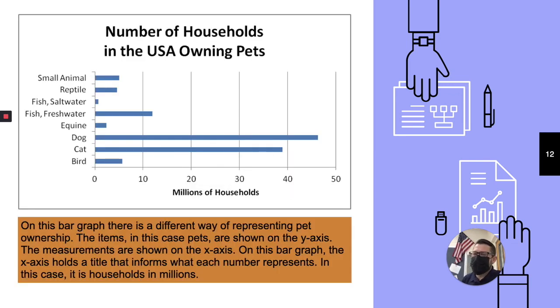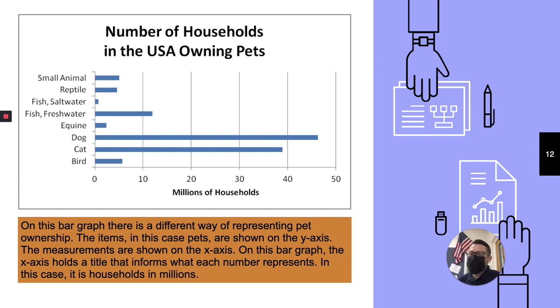So here's an example of a bar graph. In this one, the bars are represented horizontally, so they're going left to right rather than up and down. Again, we have a title at the top: number of households in the U.S. owning pets. So this tells us right away what this information is. Without that title, all you have is a list of numbers and a list of animals. That could be anything. That could be the number of animals in a zoo.